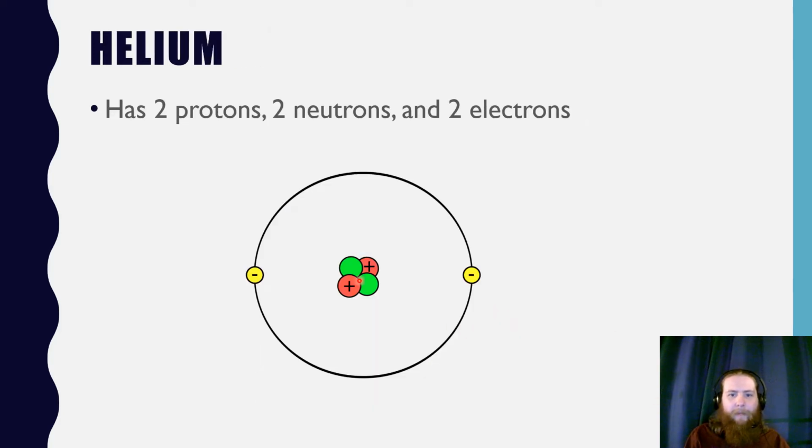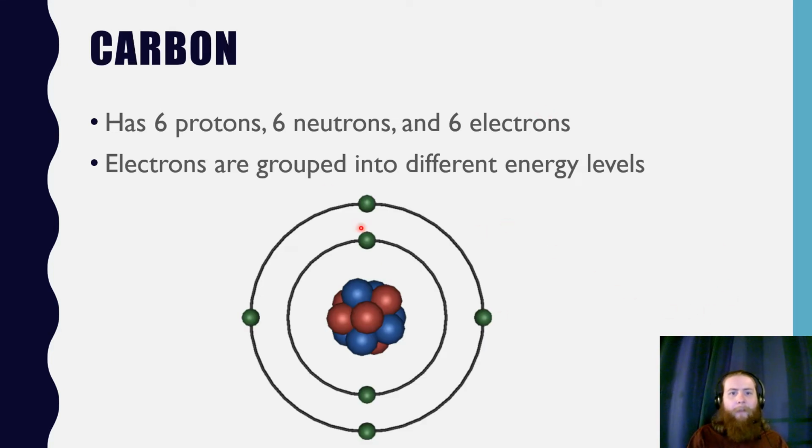Helium, we've now bumped up to 2 protons and 2 neutrons and 2 electrons. The atomic number for hydrogen was 1. We had 1 proton. For helium, the atomic number is 2. We have 2 protons. Carbon has 6 protons in here. It has 6 neutrons and it has 6 electrons.